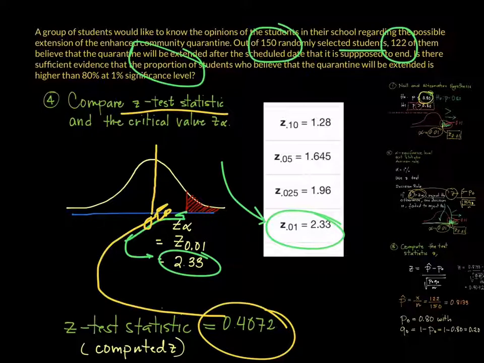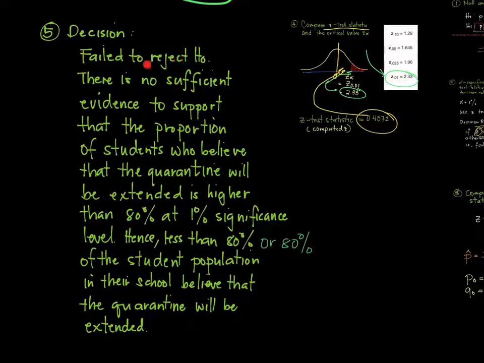Now, based on the idea, if this number falls outside the area of rejection, then our decision is to fail to reject H0, because in our step number 4, the z-test statistic fell outside the area of rejection, so we fail to reject H0. That means there is no sufficient evidence to support our H1, that the proportion of students who believe that the quarantine will be extended is higher than 80%, and this is at 1% significance level.